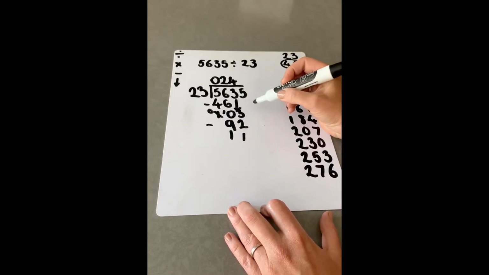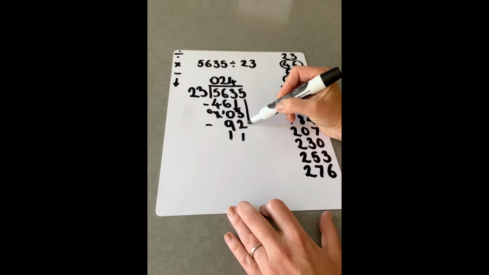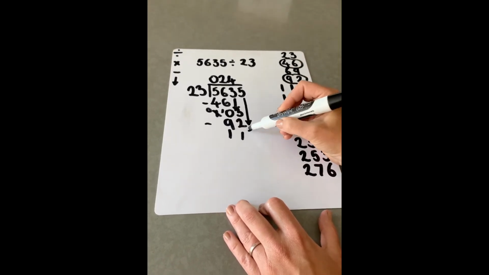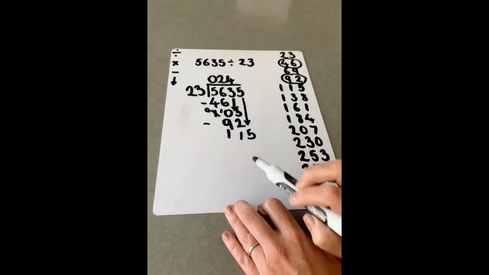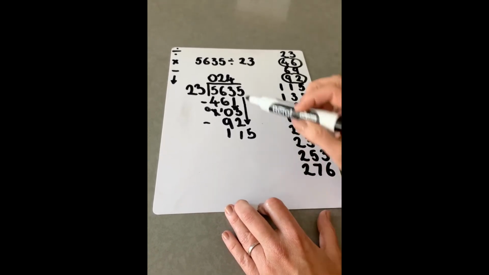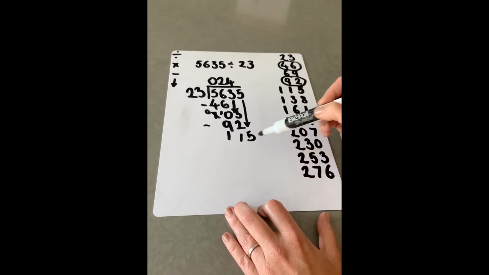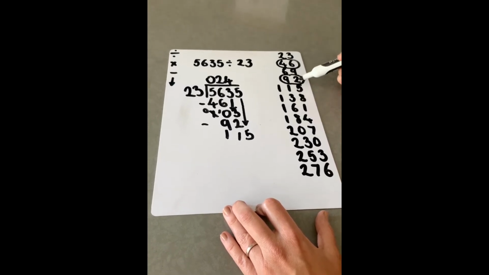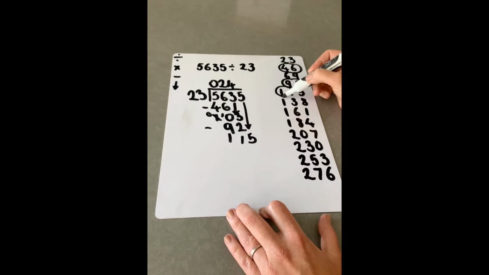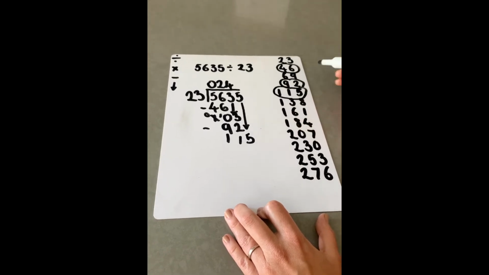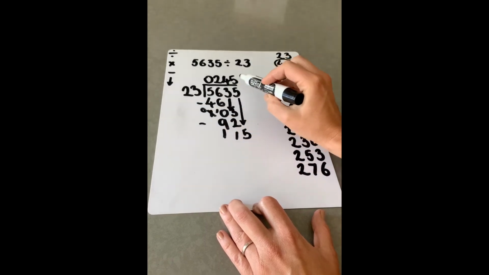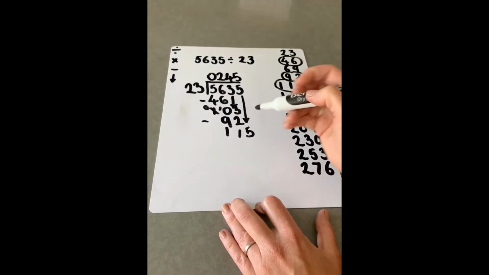Okay, and my next operation or action is to drop down that 5. So the 5 goes here, and that gives me now the number 115. So how many times does 23 go into 115? Let's have a look. 1, 2, 3, 4, 5. Brilliant. So I'm going to put a circle around that to write my 5 here. I know that 23 multiplied by 5 is 115.